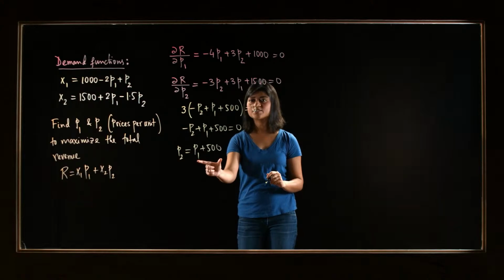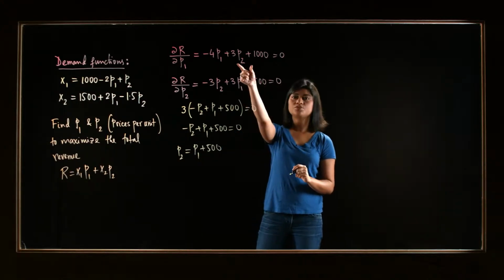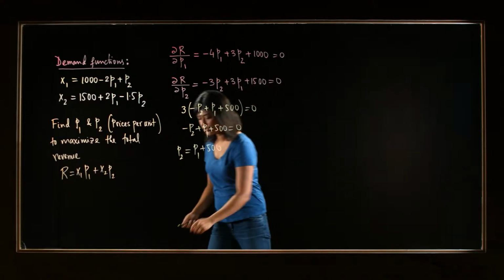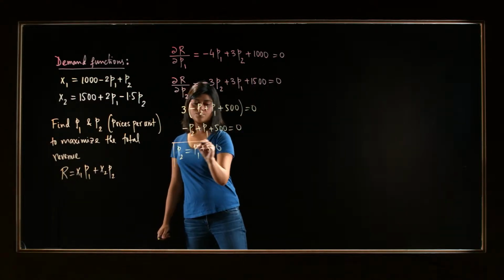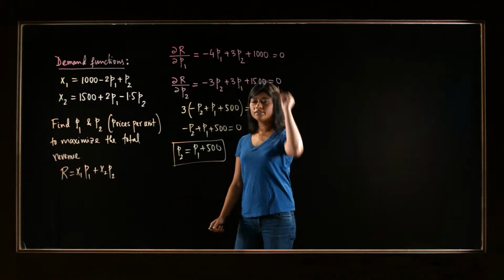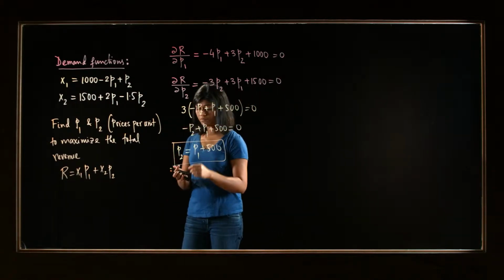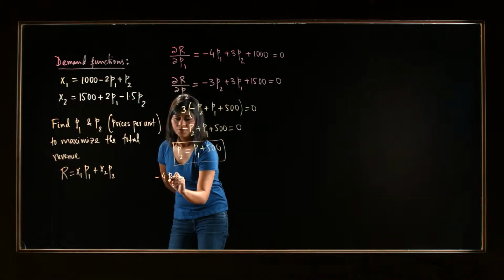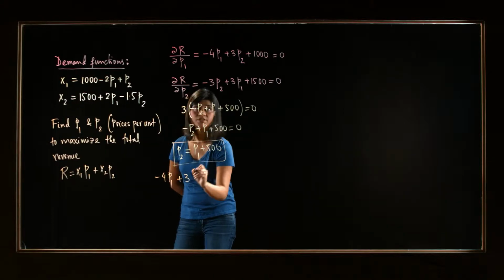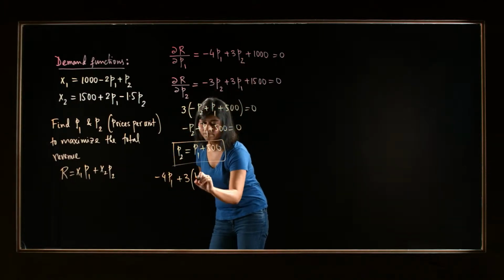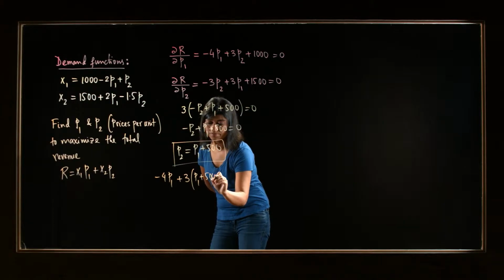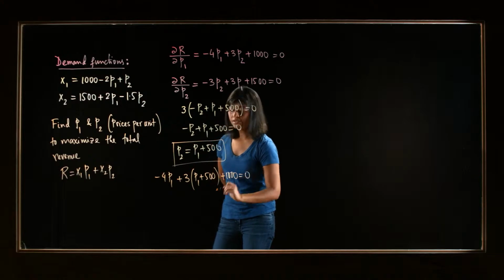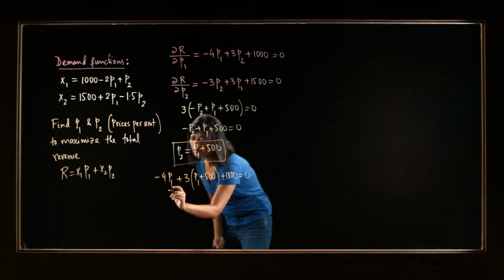So now we can take this expression for p2, put it in the first equation, and we'll just have an equation in p1, and we can solve for p1. So let's do that. Let's take this one and plug it in the first equation. The first equation is negative 4 p1 plus 3, now instead of p2 I'm writing p1 plus 500, and then plus 1000. That is equal to 0.